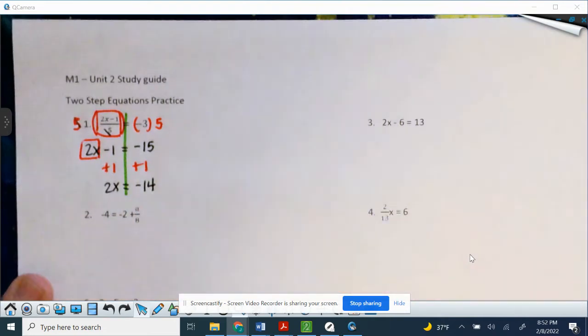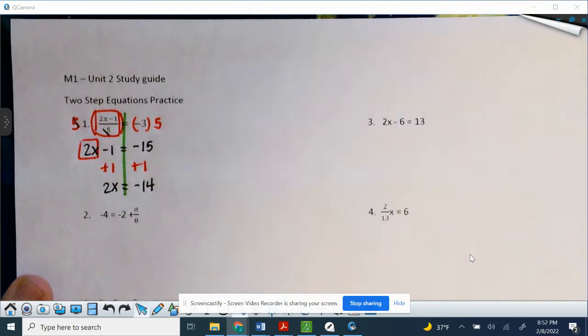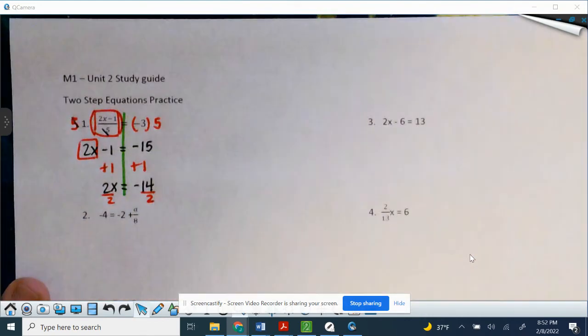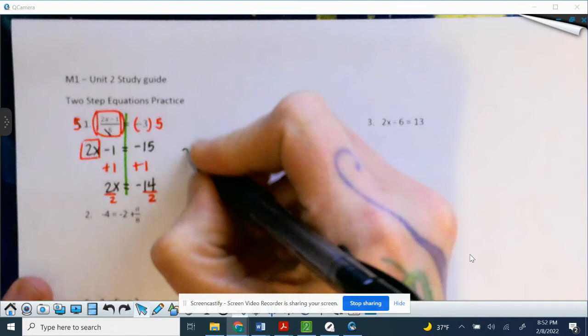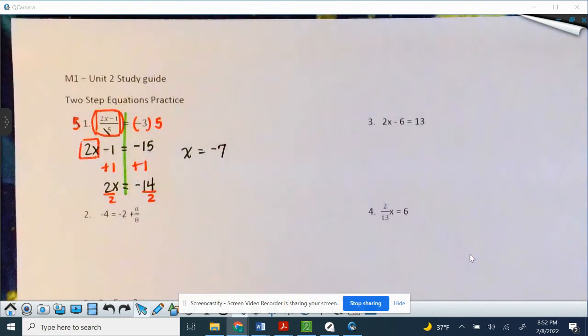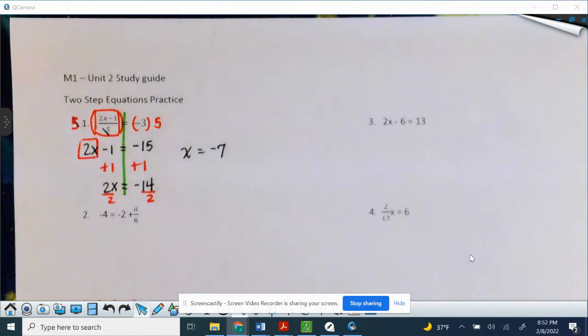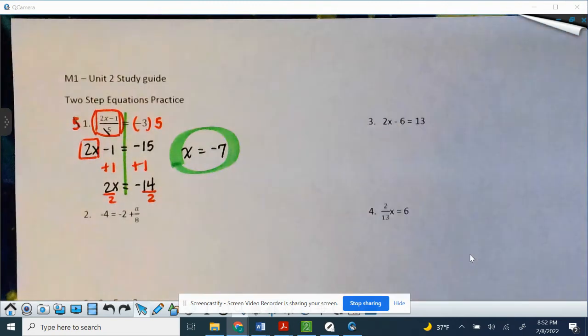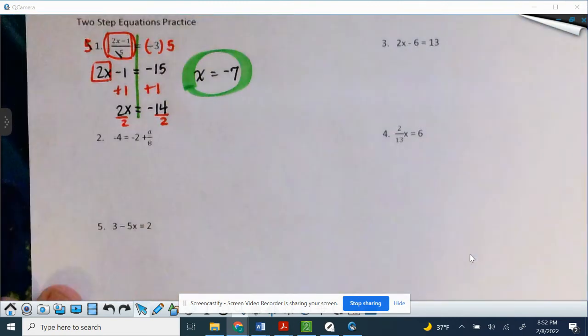X is still not by itself. So now we're going to divide by 2, and then x is going to give us a negative 7, because a negative divided by a positive is going to give us a negative. Answer to number 1. All right, so sliding down, number 2, we're going to make our great divide.